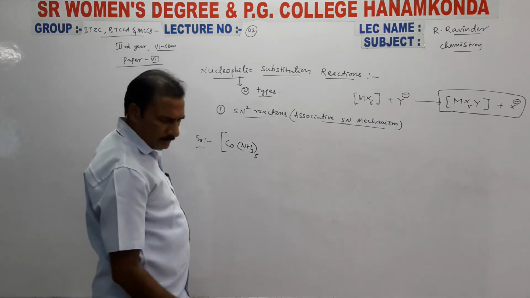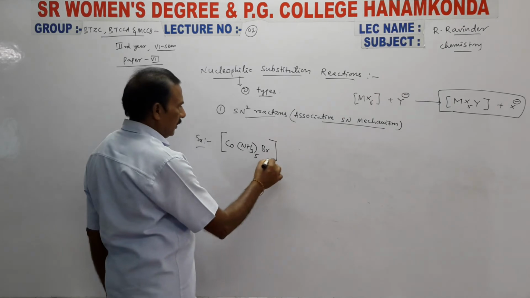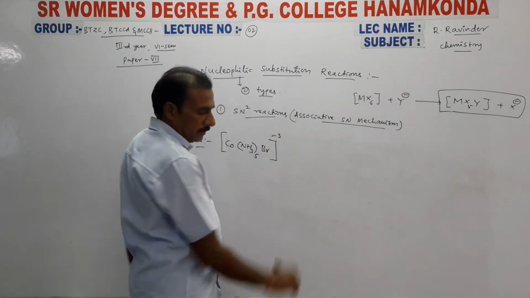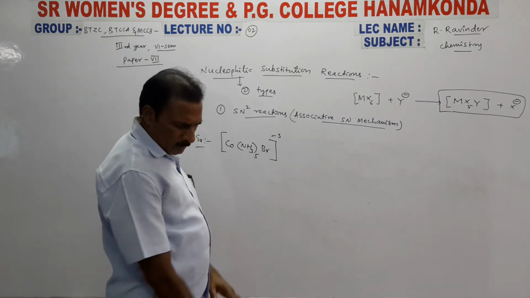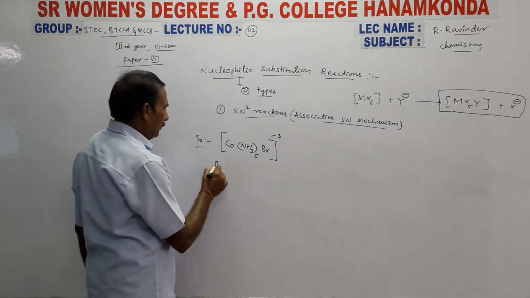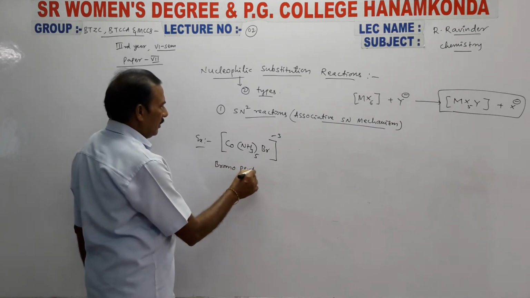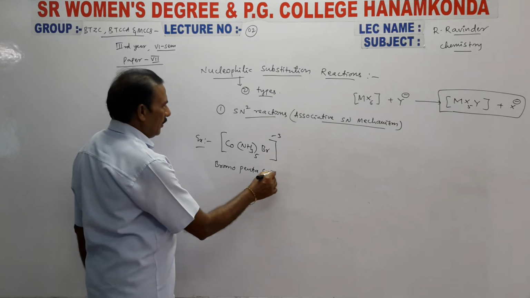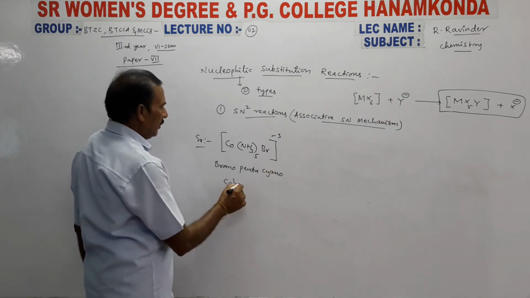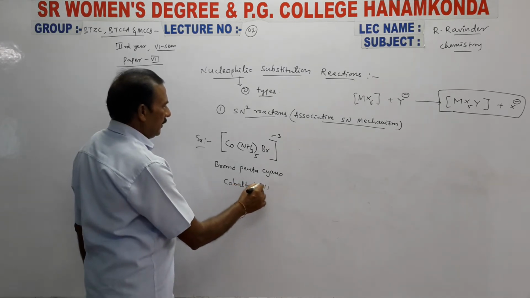Pentaamine cobalt, Br. The name of the structure of the minus 3 ion is bromopentacyanocobaltate(III) ion.